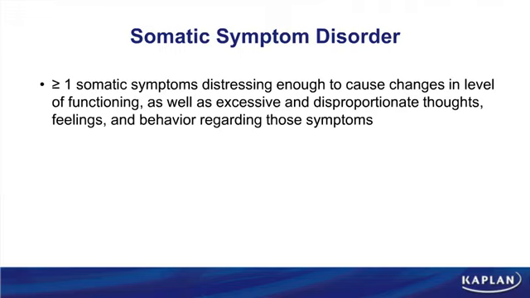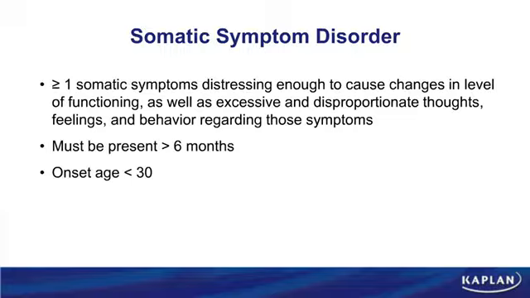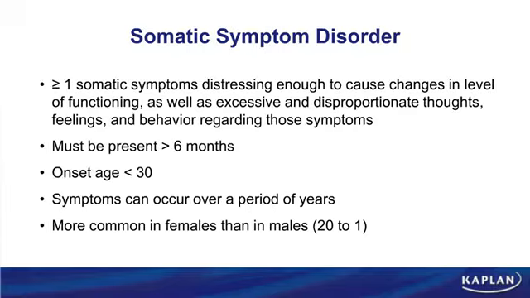All you need now for the diagnosis of somatic symptom disorder is at least 1 or more somatic symptoms which are distressing enough for you to cause changes in your level of functioning. These are going to be excessive and disproportionate thoughts, feelings, and behaviors regarding these symptoms. So if I am having chest pain and I cannot function because of my perception of chest pain, it's affecting my work, it's affecting my life, and this has been going on for more than 6 months, then I have what is called somatic symptom disorder. Usually patients are young, and usually patients are female.